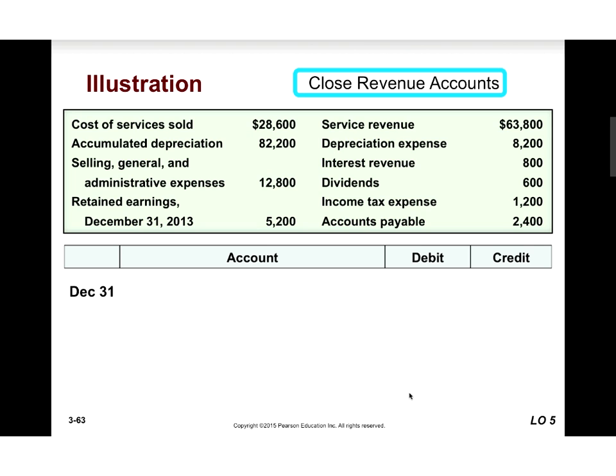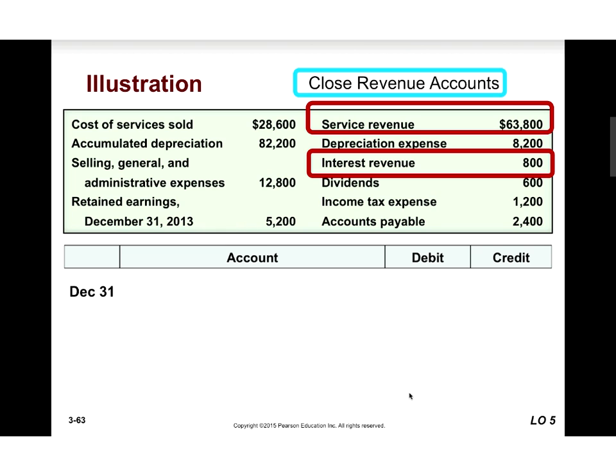We have to locate in the list any revenue accounts we have. I see service revenue there for $63,800. I also see interest revenue for $800. So you just go through the list and look for your revenues. Revenues have a normal credit balance. I know that because we went over that; it's one of those fundamental things we need to know. Normal credit balance, so I'm going to debit every revenue to wipe it out.